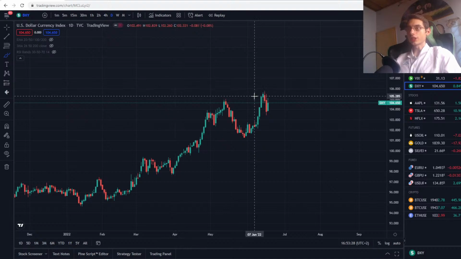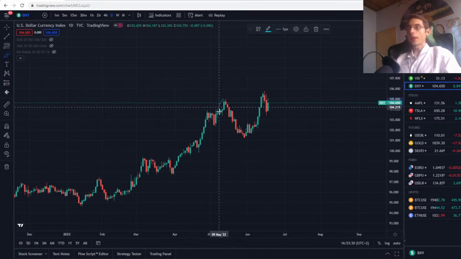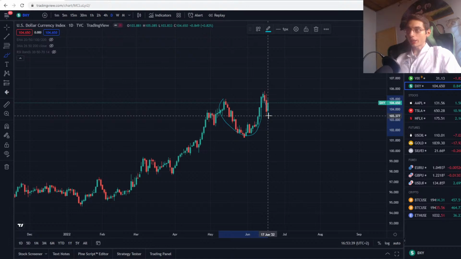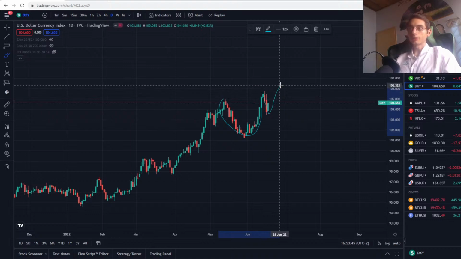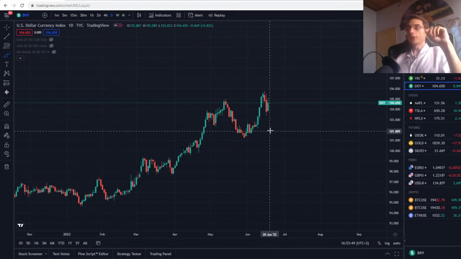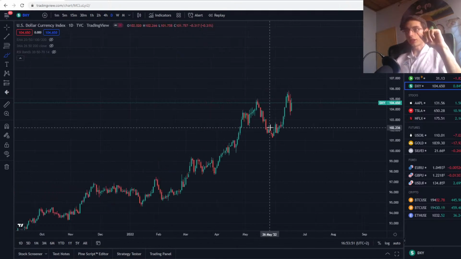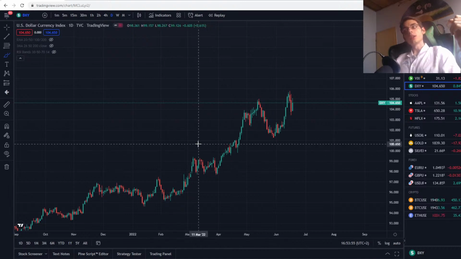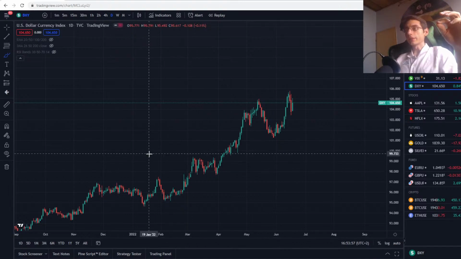Cup and handle is a pattern where you have a curve like this, more or less, and you take it from the higher high, then you come back a little bit and retest, you make a bull flag, and then you trend higher. Okay, this is what a cup and handle pattern is, and that is one of the most traded patterns in technical analysis.